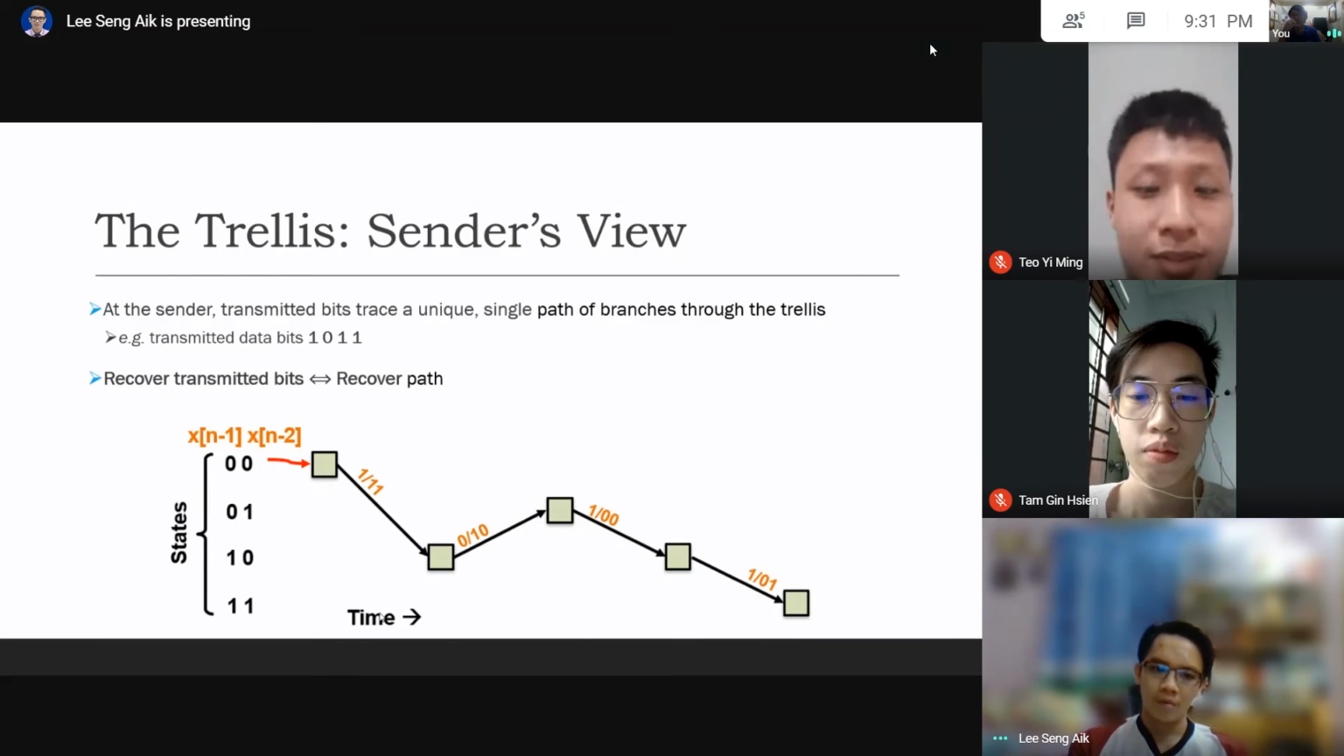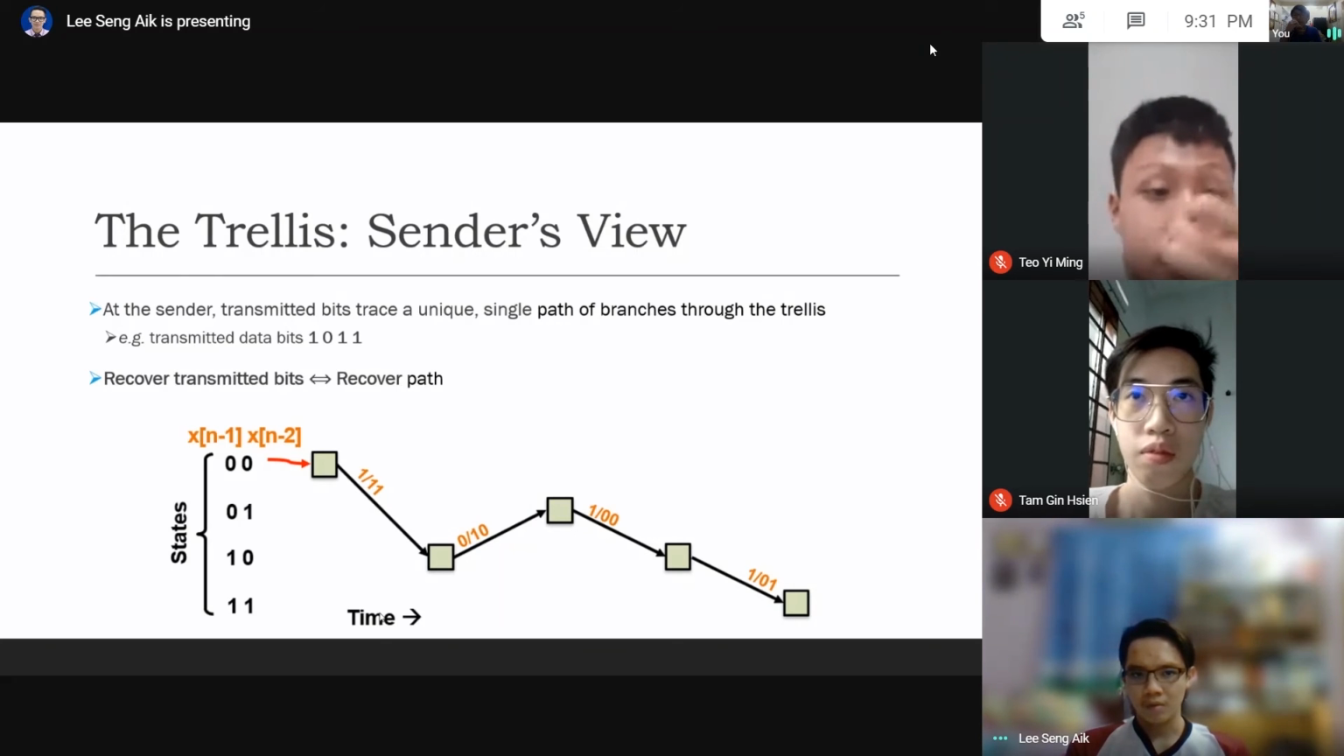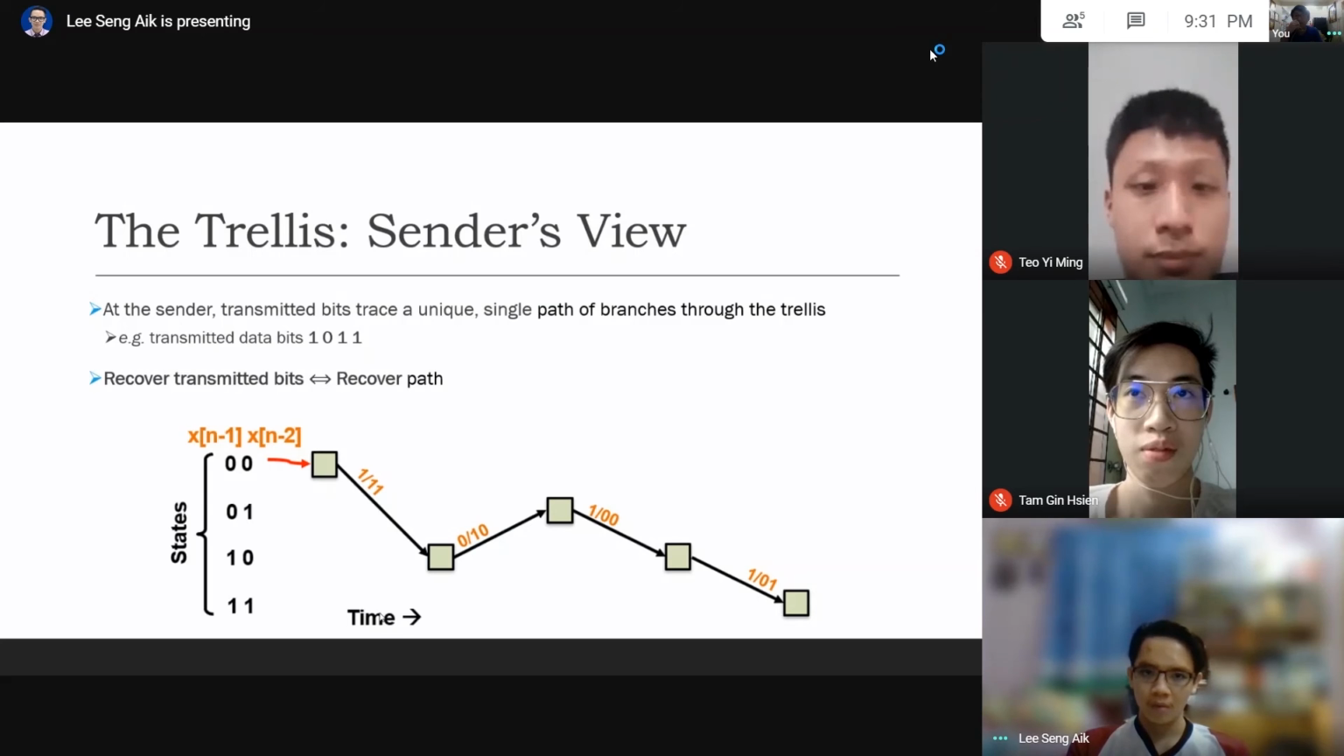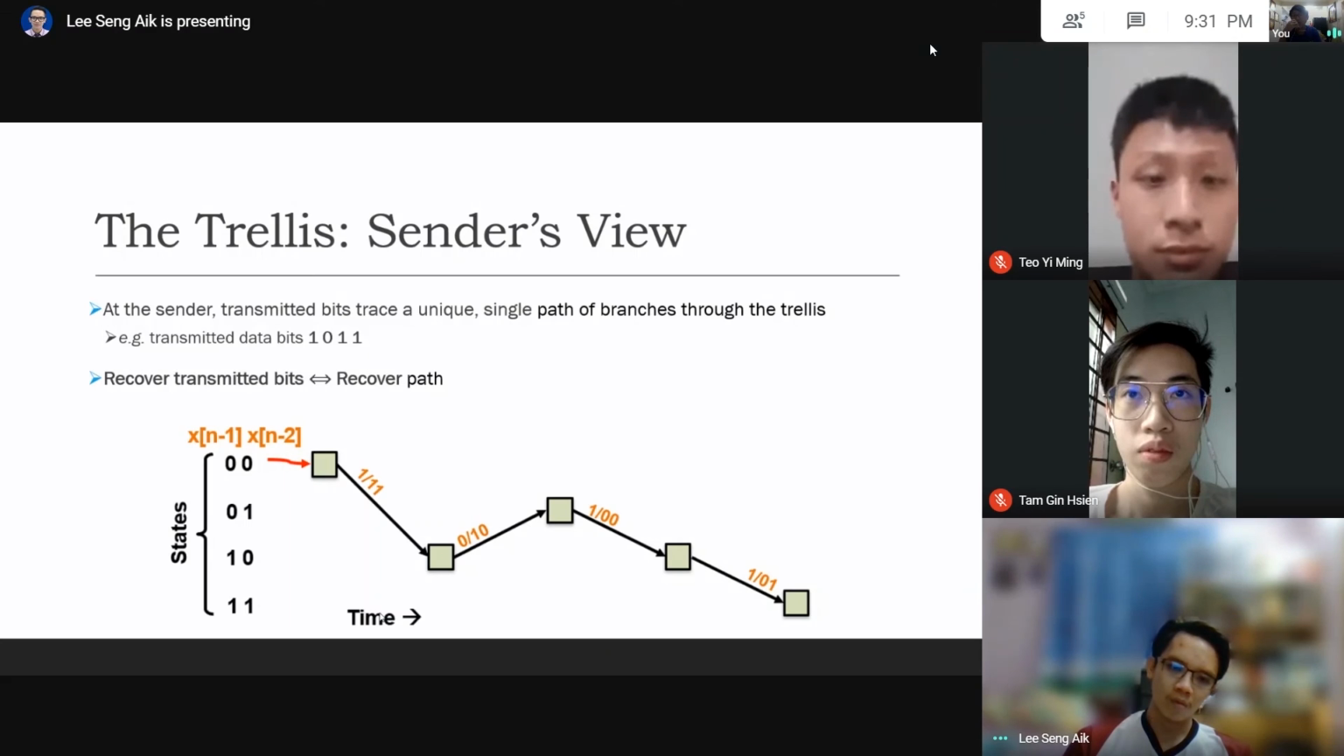After that, I will present the trellis from the sender's view. At the sender, the transmitted bits trace a unique single path and branch through the trellis. Like in the example from the diagram below, the transmitted data bits are 1011 and the recovered transmitted bits are equal to the recovered path.